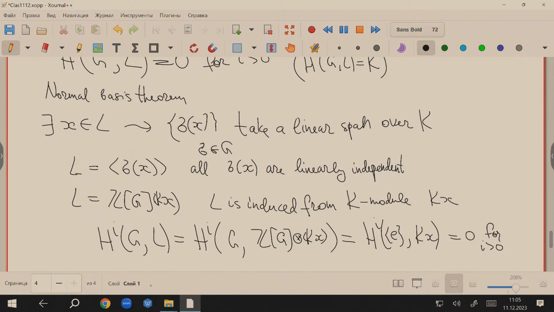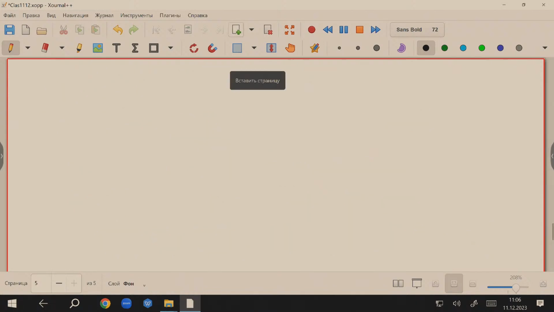So then the next topic is Tate. So this is all for the moment about Shapiro's lemma. Now I want to discuss Tate cohomology. So the starting point is the following.